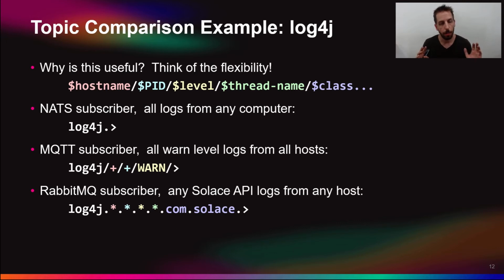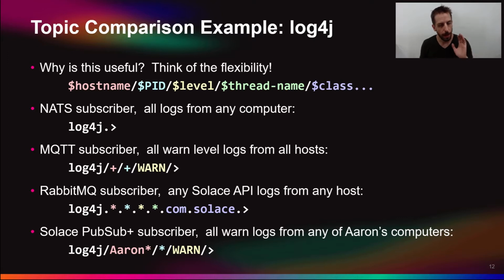RabbitMQ, perhaps you want to listen to all Solace API logs. I don't know why you'd want to listen to Solace logs if you're on a Rabbit broker, but we could put stars at every one of these levels, and then com.solace.whatever. So if your API class starts with com.solace, this subscriber will receive a copy of that log.